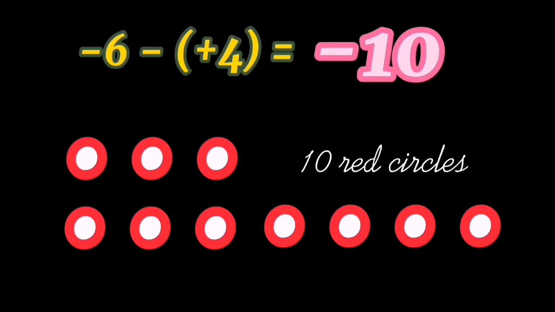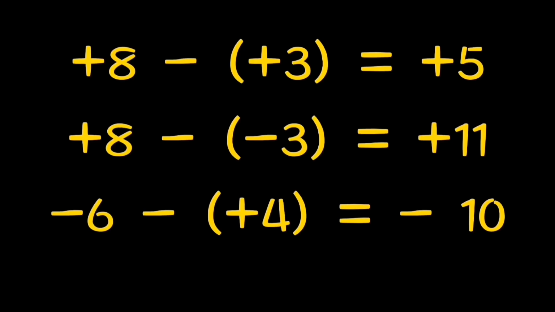Now let us put back all the 3 problems that we've had. For positive 8 minus positive 3, we have positive 5. For positive 8 minus negative 3, we have positive 11. And for negative 6 minus positive 4, we have negative 10.